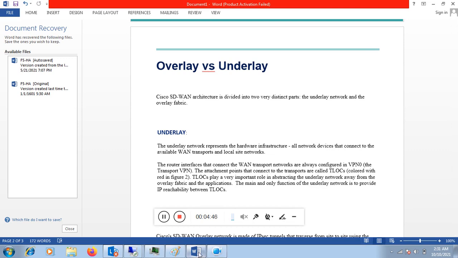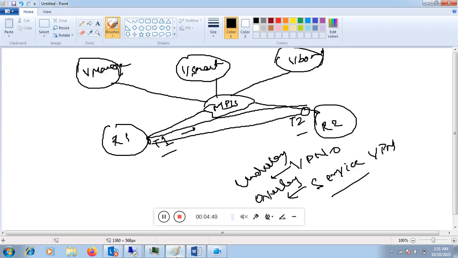So as we discussed, this IPsec tunnel is part of the overlay, and this complete infrastructure is part of the underlay. So the underlay's role was to provide the control connectivity and IP reachability between TLOCs so that they can form an overlay tunnel or an IPsec tunnel between each other.